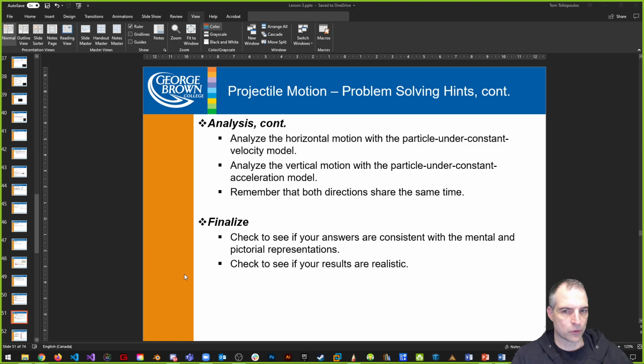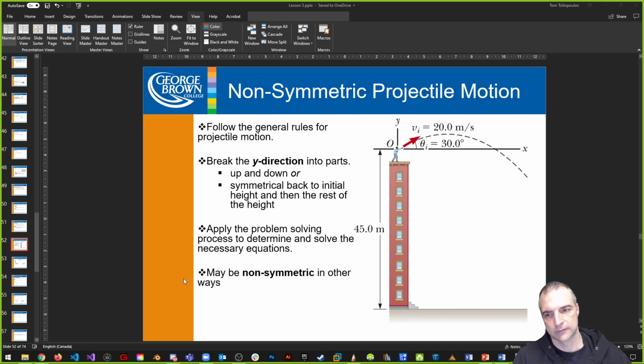Analyze the horizontal motion with the particle under constant velocity model. Analyze the vertical motion with the particle under constant acceleration model, right? Because remember, there's always negative acceleration, or acceleration due to gravity, for the projectile across all time values. Okay? And remember that both directions share the same time. This is important, right? And once we figure this out, we can share the time frame from one equation to the other. And then we can figure out different things like we did earlier.